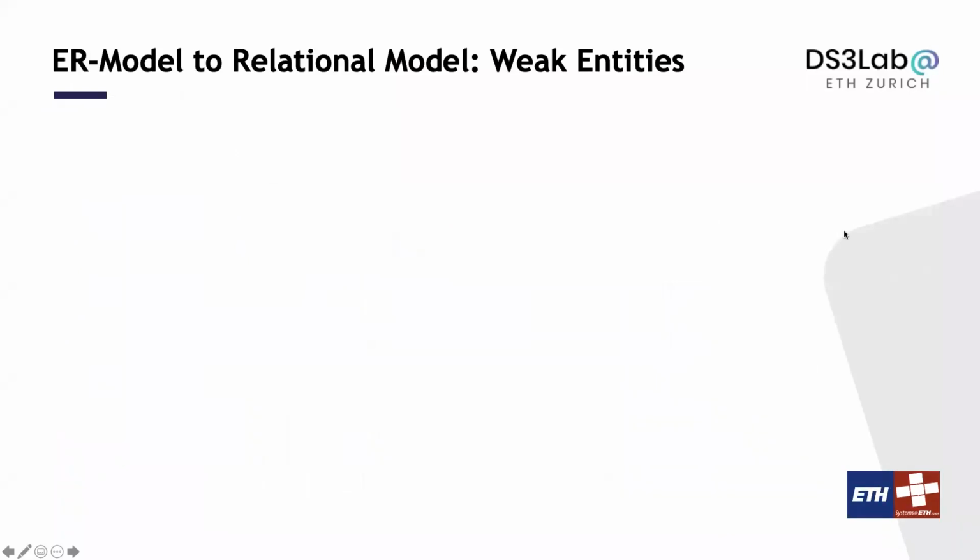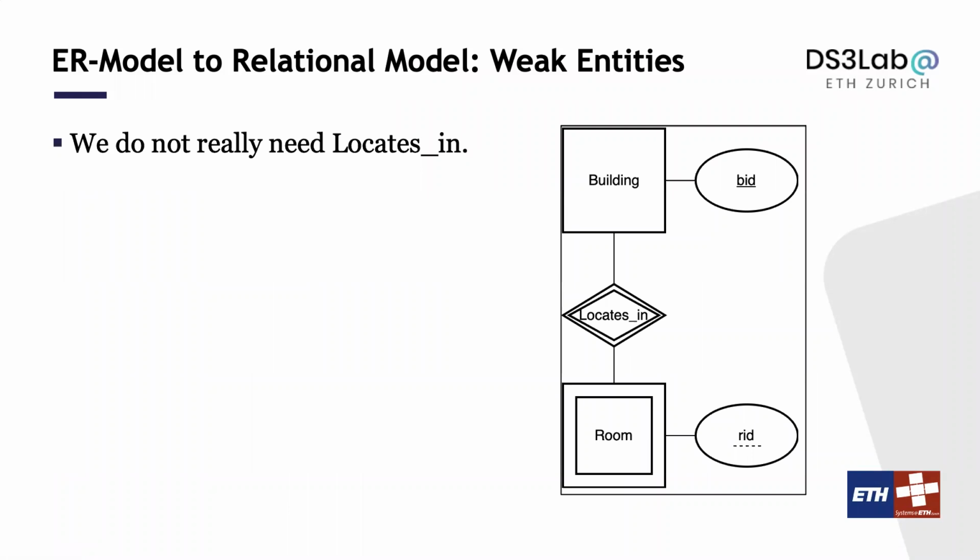Okay, great. So weak entities. Let's look at this example. I have a weak entity, which is room, that depends on building. Building has the strong key, the building ID, and there's a weak key, room ID.